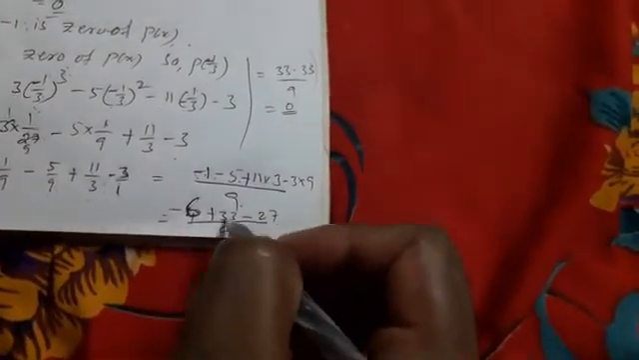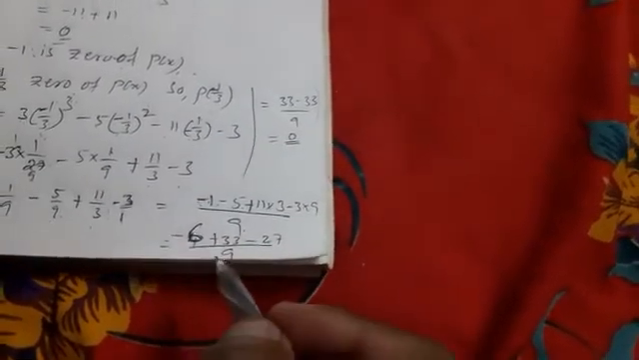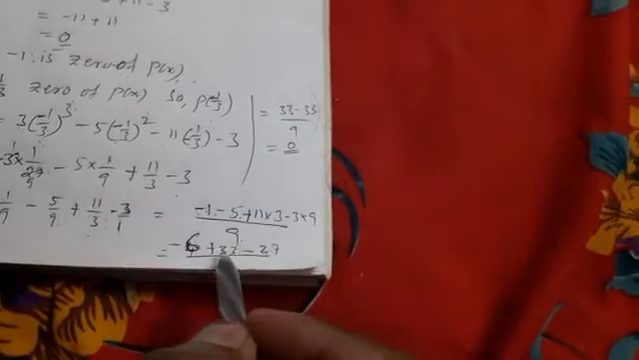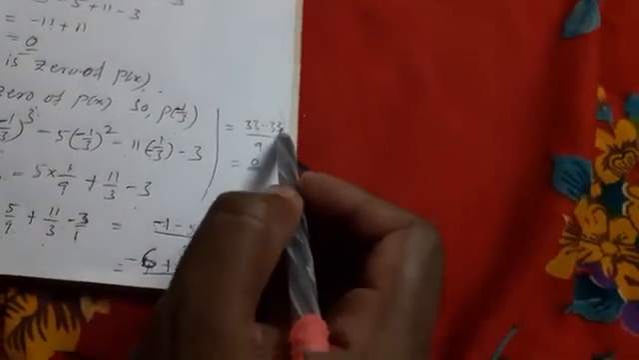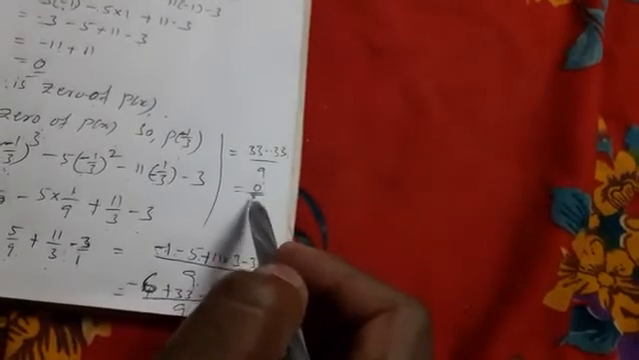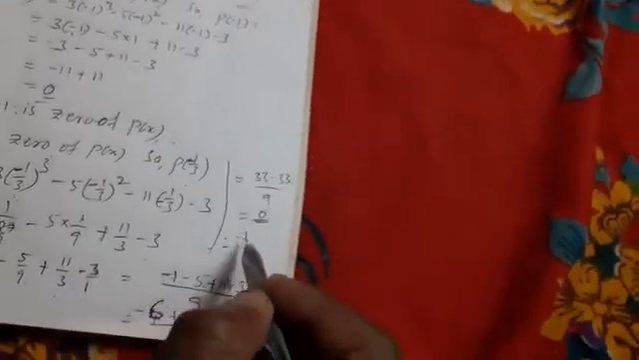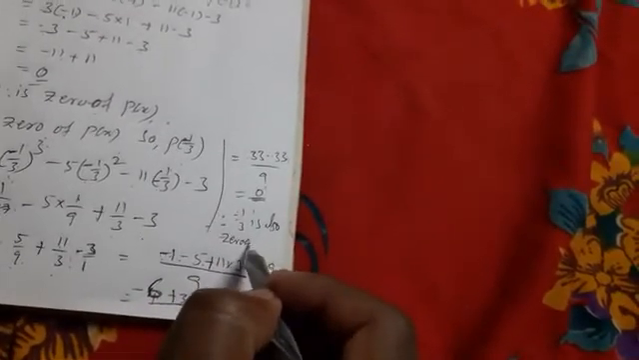11 threes are 33 and minus 3 nines are 27, divided by 9. So these are both negative terms. The positive term we wrote here, and addition of the negative terms gives a negative term, minus 33 divided by 9. So 0 divided by 9 is nothing but 0. We got the 0. So what can we write? P of minus 1 by 3 is also 0. So how many zeros of p of x? 3 zeros. What are they? They are 3, minus 1 and minus 1 by 3.